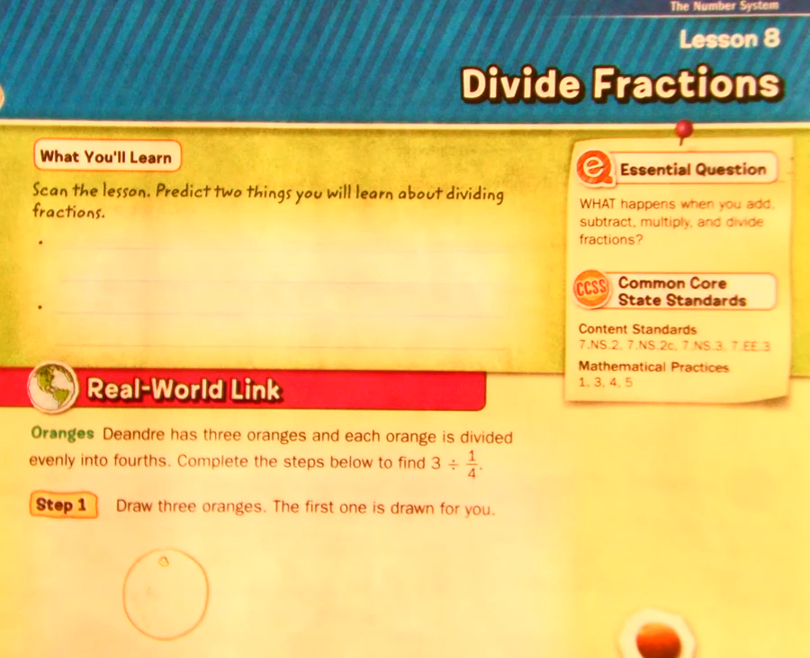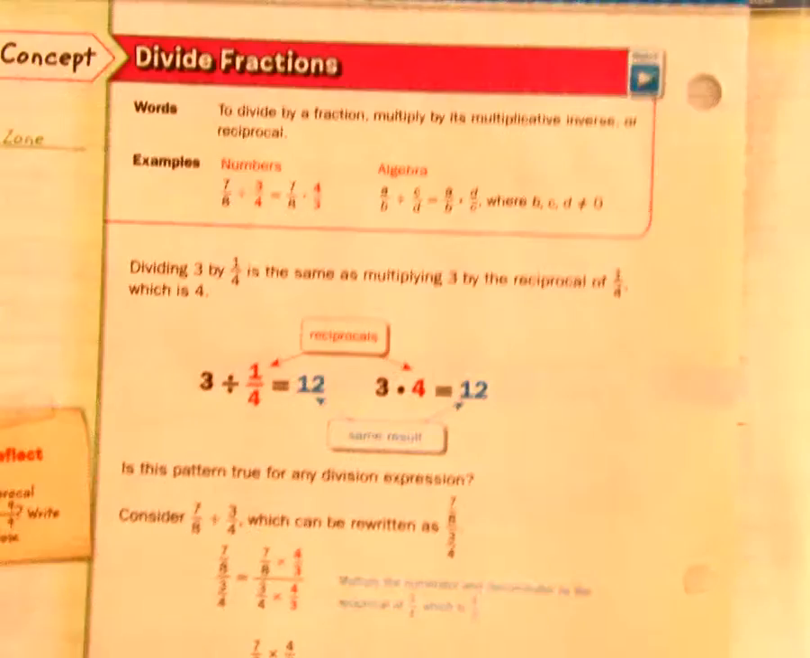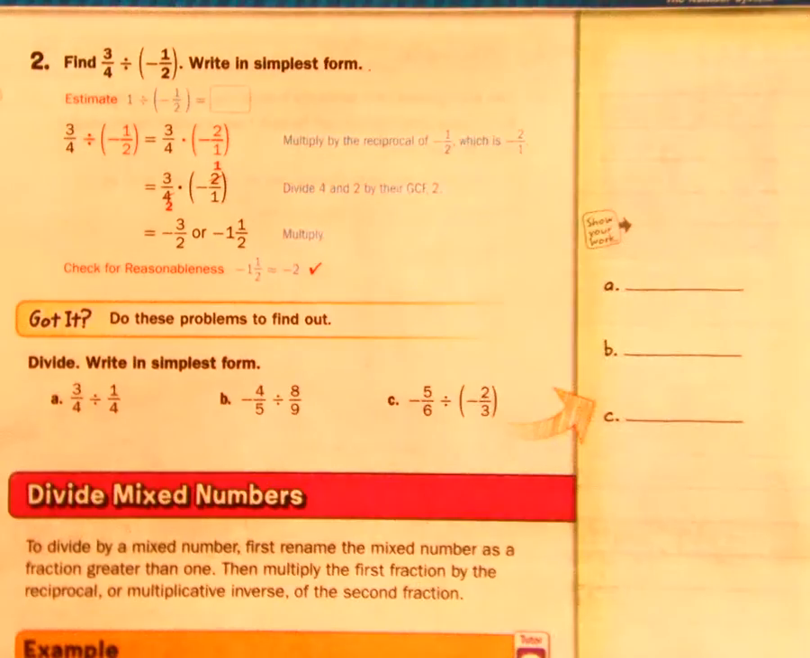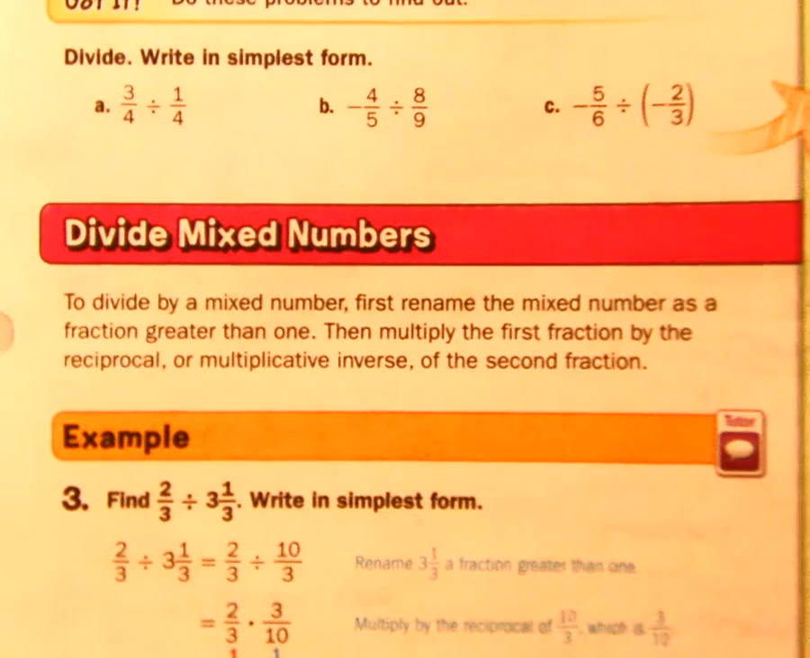Lesson 4.8, divide fractions. To divide fractions, we multiply by its multiplicative inverse, or the reciprocal. So again, the reciprocal is where we take a fraction and we flip it. Okay? So if we look at an example here, letter A, we have 3/4 divided by 1/4.